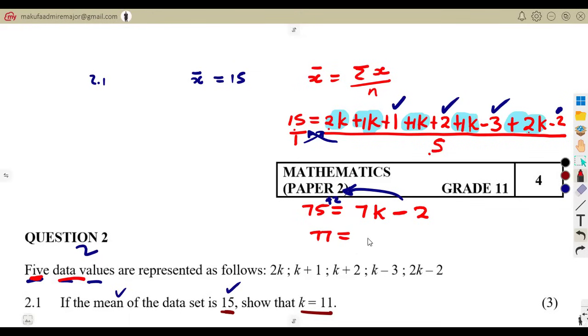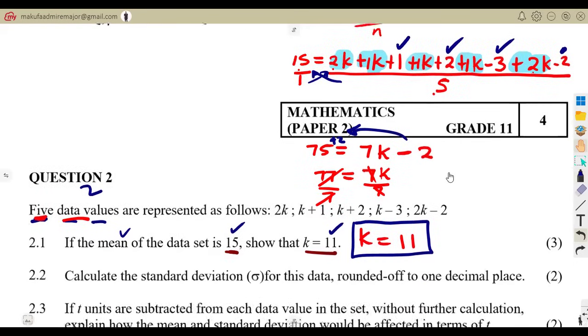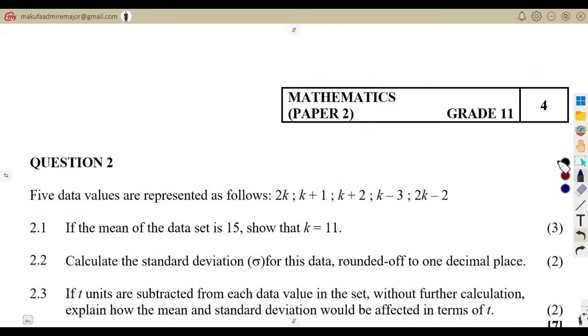So 77 is equal to 7k. Divide by 7 on both sides. So therefore, our k is 7 into 77, which gives us 11. So this is exactly the value that we were given. Show that k is 11. All right, so that is it, guys. Our k there is 11.